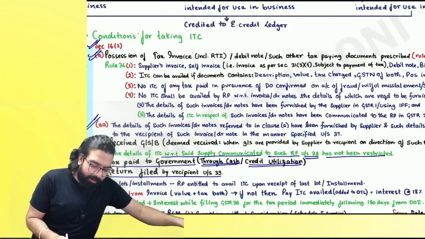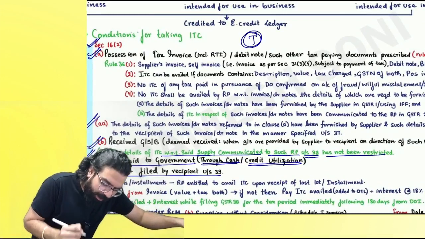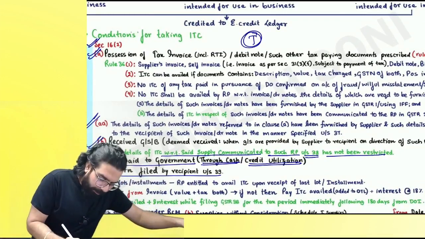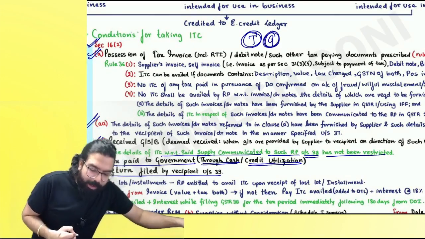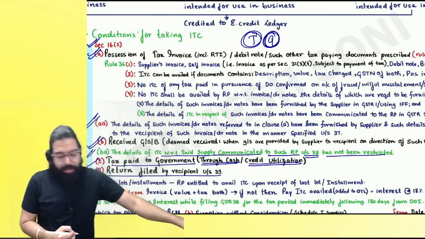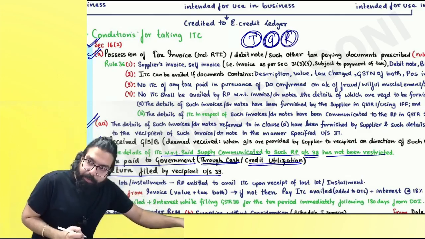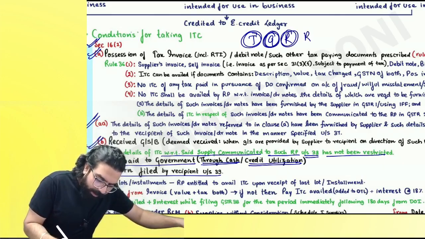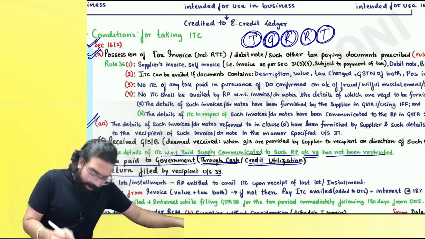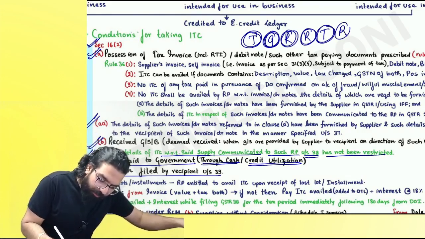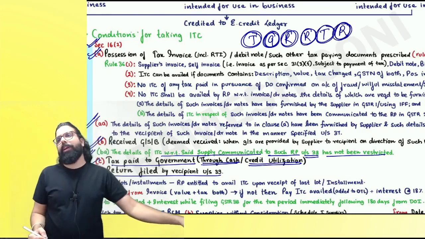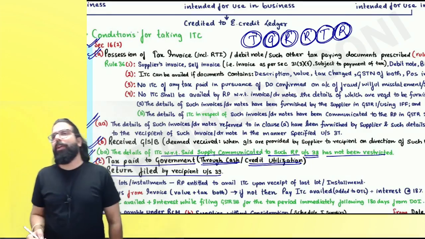Can you tell me what are the conditions now? Tax paying document should be there. Number 2, sir, the supplier should have shown it in GSTR1 and it should be coming in your GSTR2B. Then receipt of goods, services or both. Correct? Tax should not be restricted. Tax should be paid. And last one, you should have filed the return. Only then you can take the credit. Are we all clear with this point?